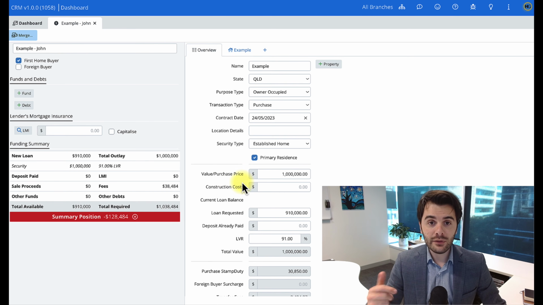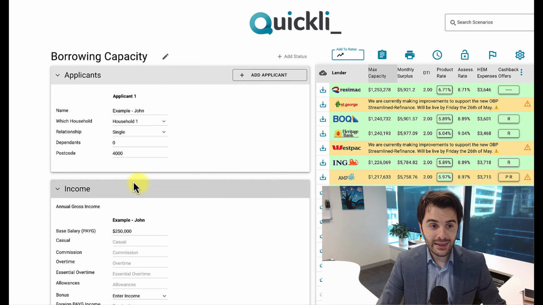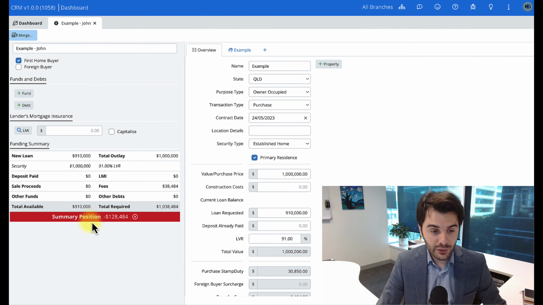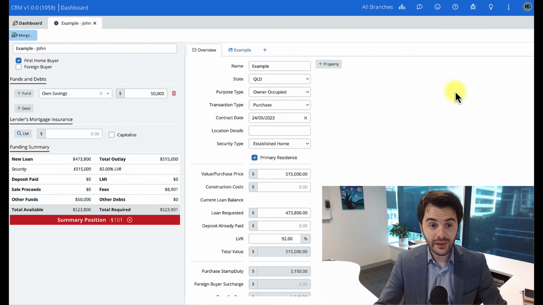$128,000. So if John, in this case, had the ability to borrow over $1 million, which we can see he most certainly does, but if John didn't have the $128,000 in savings, then the bank wouldn't be able to allow him to have the purchase power of $1 million. So if John only had $50,000, the maximum he could spend on a home would be closer to $515,000, taking into consideration an 8% deposit.